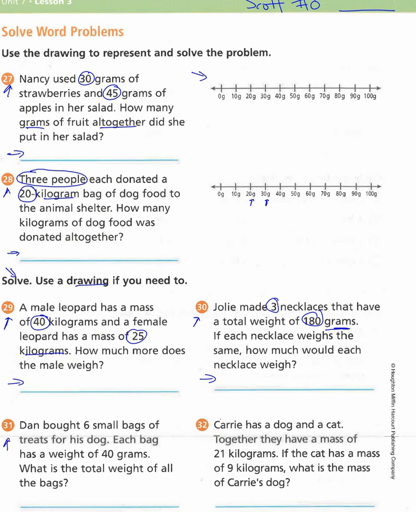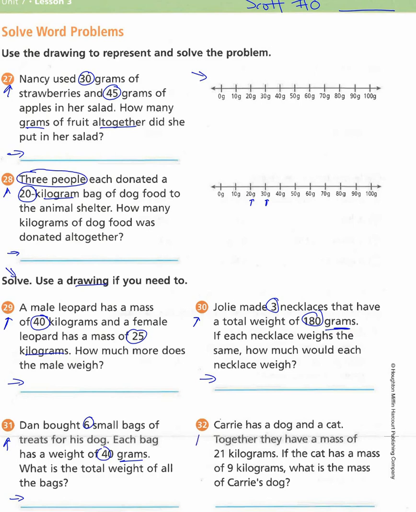All right, 31 right here. Dan bought 6 small bags of treats for his dog, and each bag has a weight of 40 grams. What is the total weight of all the bags? So 6 groups of 40, right? 6 bags, and each bag is 40. So that's pretty straightforward. Go ahead down here, and we're talking about grams again as our label. Write your equation and answer, and then start the video back up when you're ready to go on.